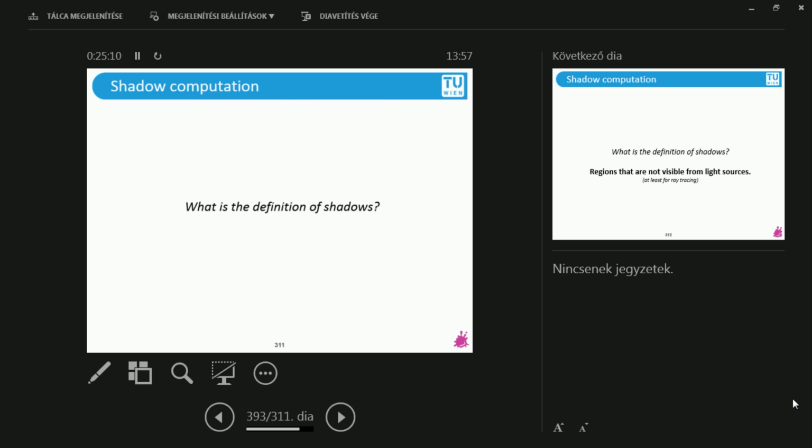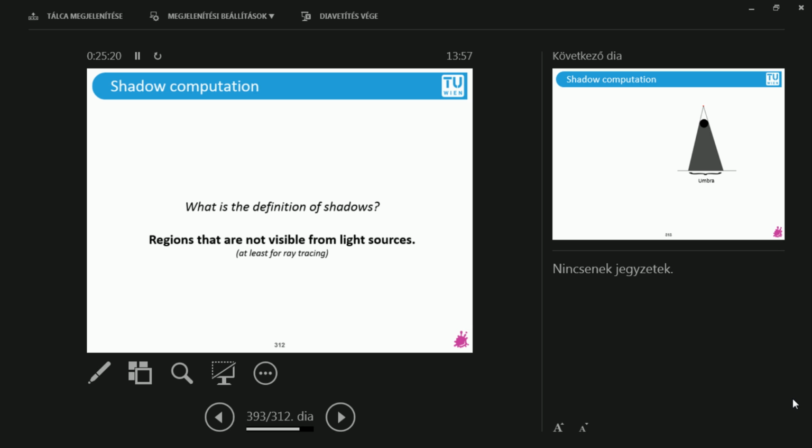Okay, philosophical question. What is the definition of shadows? We could run a long philosophical argument, but let's conclude for now, and only for now, that shadows are regions that are not visible from light sources.